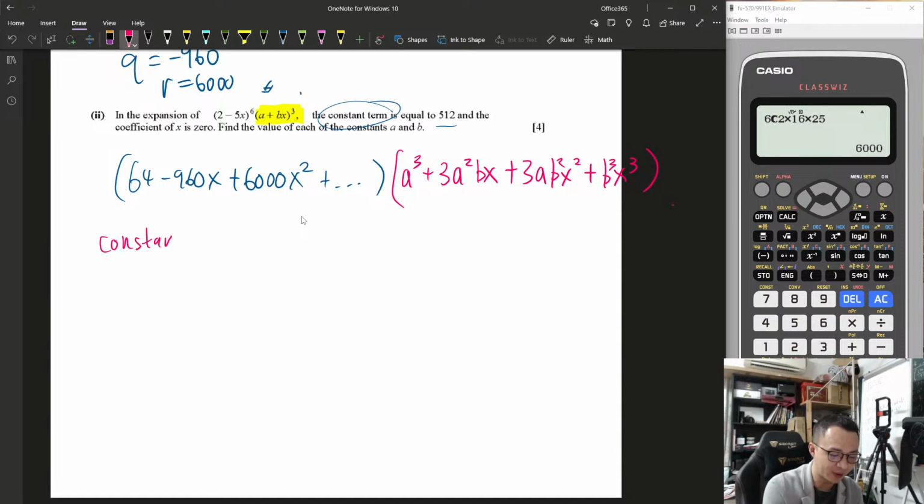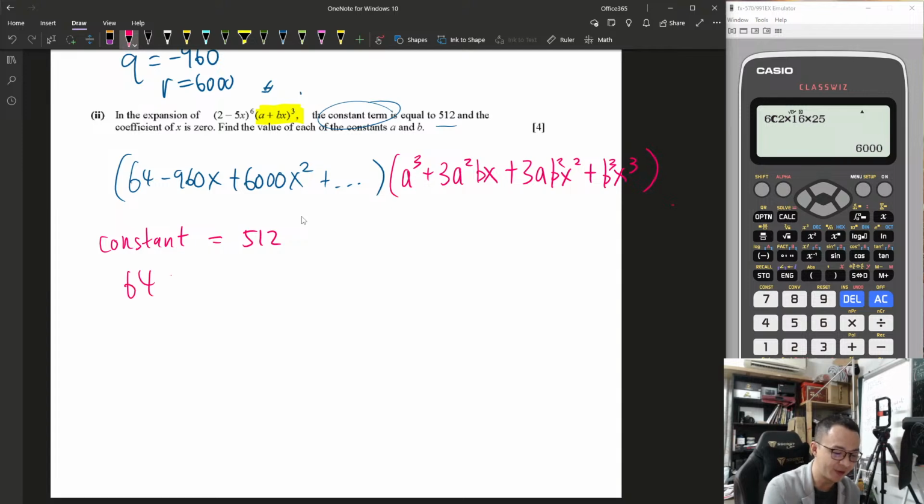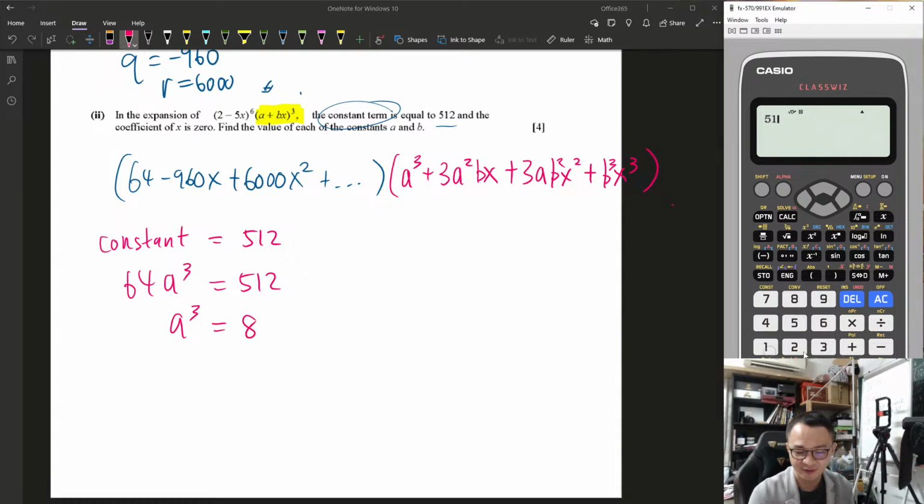Since we know the constant is 512, I ask myself how to get a constant. Constant means it can only be a number multiplied by a number. So the only thing I can do is 64 multiply a cubed. Because 64 multiply any other term, I'm not getting a constant anymore. It must have x if not multiplied by a cubed. So if you get the idea, this one is 64 a power of 3 is 512. So a power of 3 is 8, isn't it? 512 divided by 64, yeah, it's 8. Then a is 2. Simple.